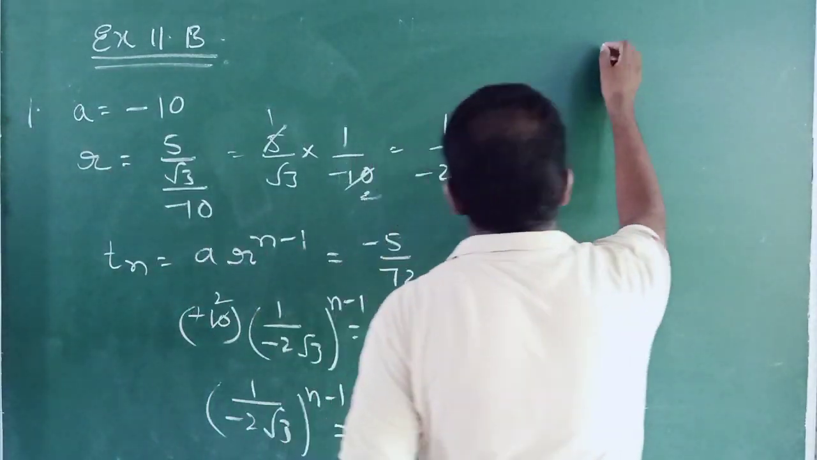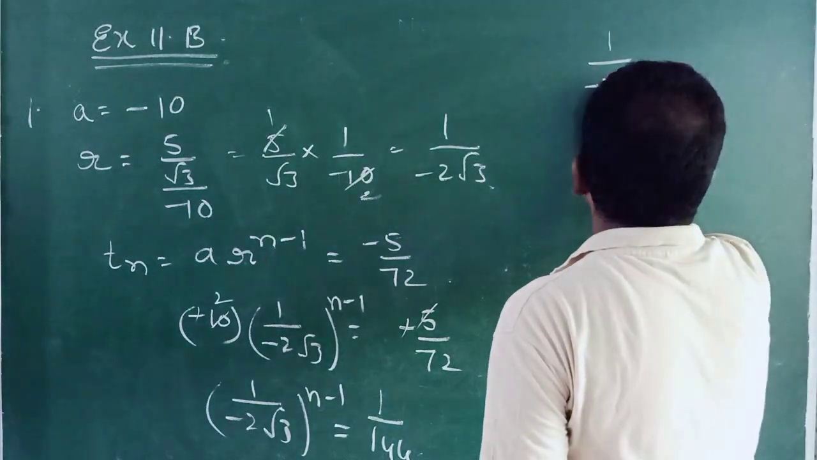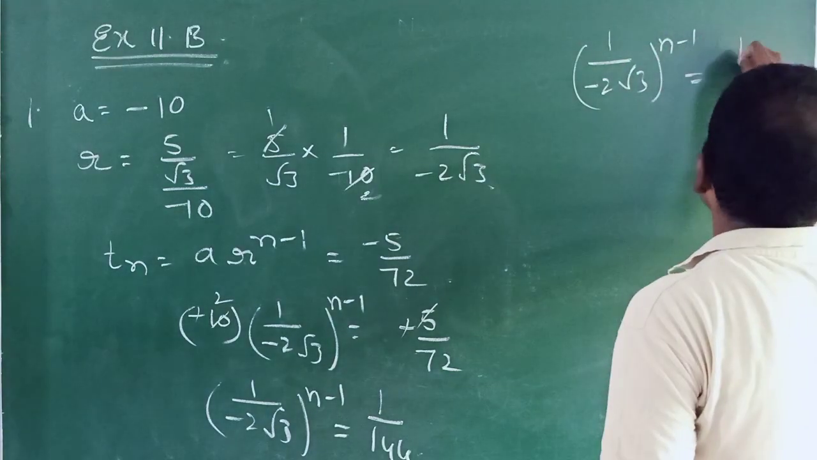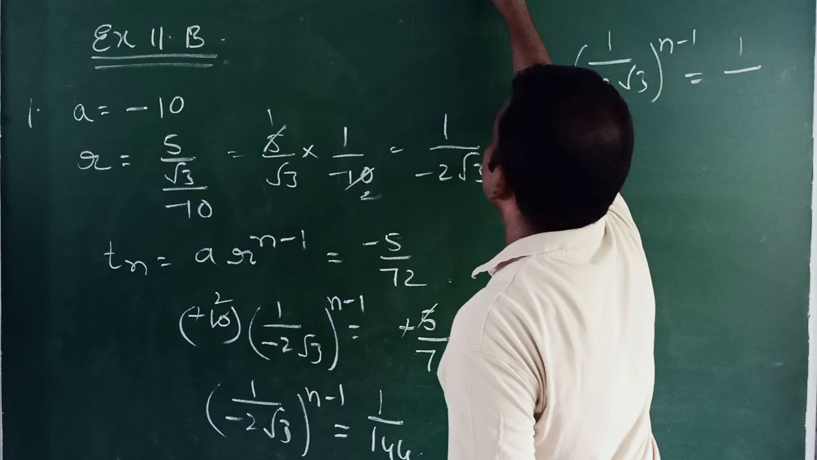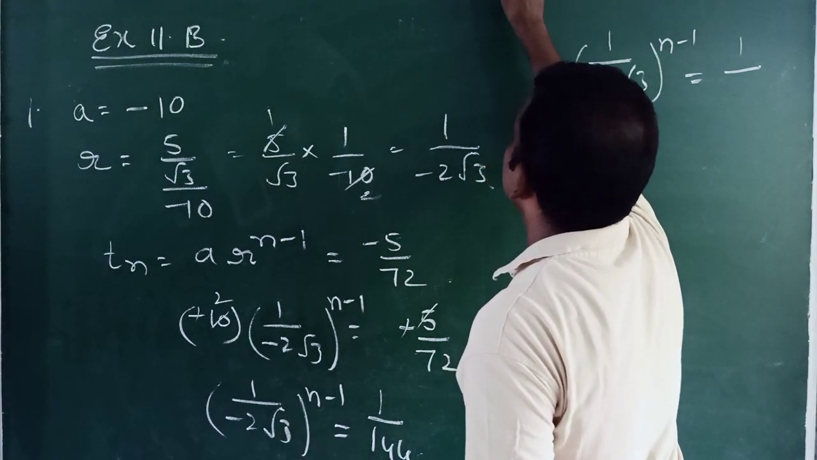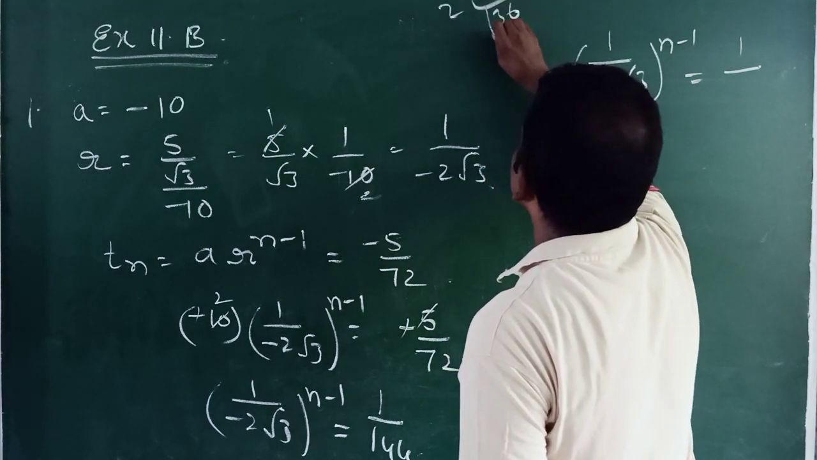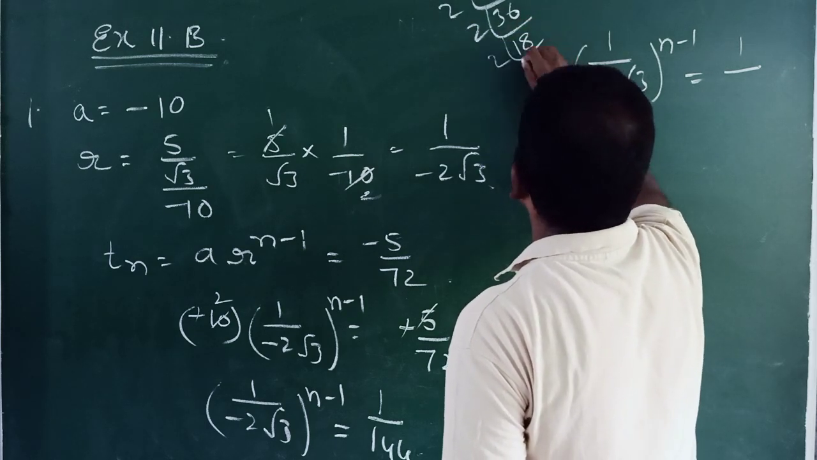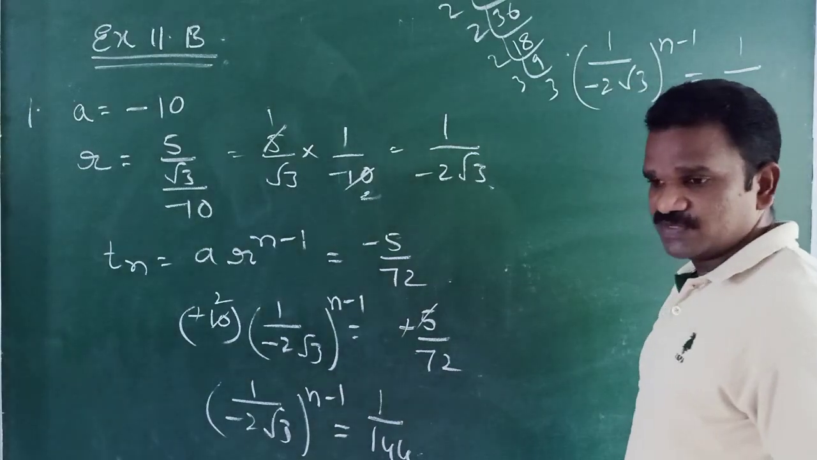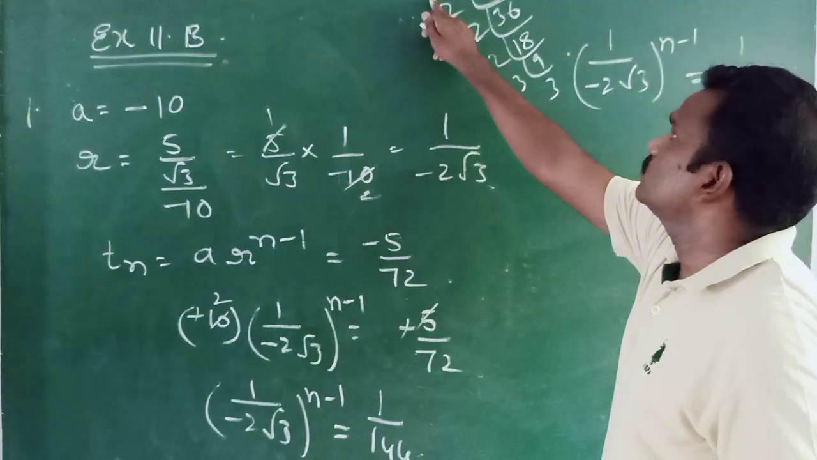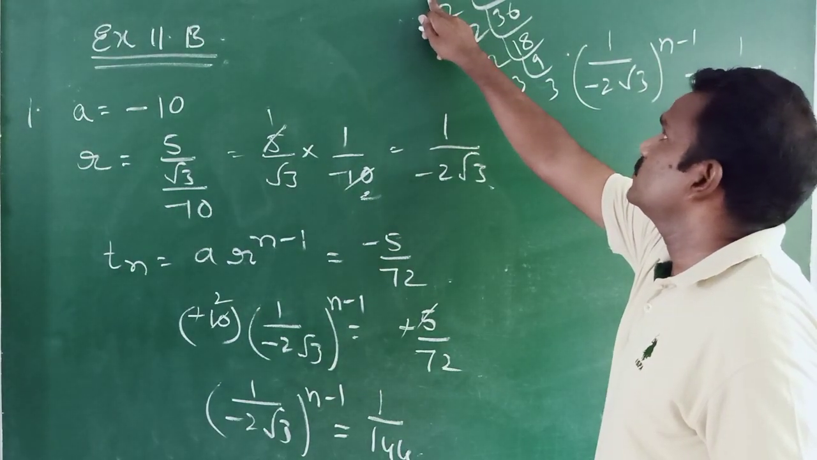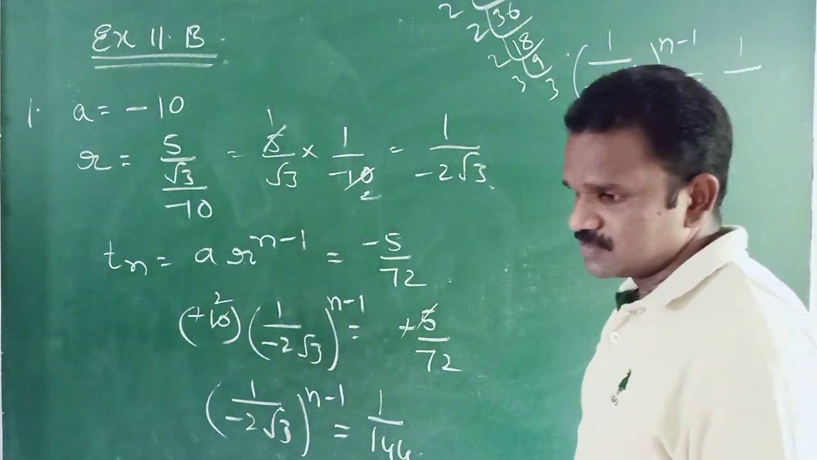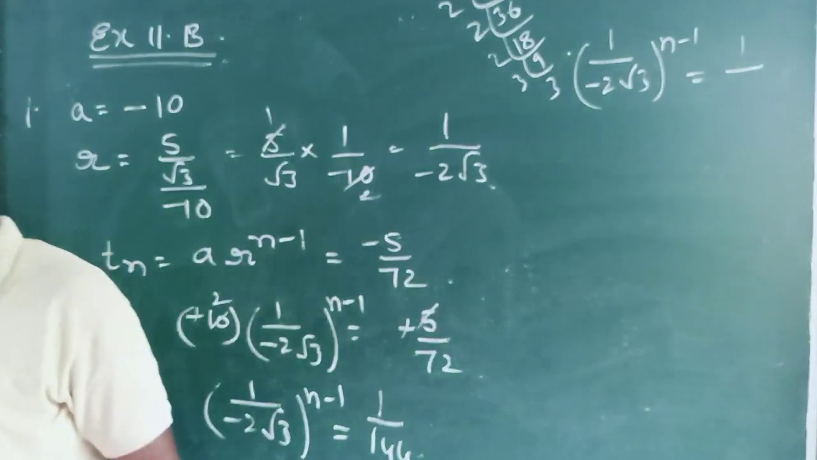So if you continue, (1/(-2√3)) to the power of n minus 1 is equal to 1/144. How can we write 144? 2 72s, 2 36s, 2 18s, 2 9s, 3 3s. Like this we can write. If you divide 144 by 2, 72, 2 36, 2 18, 2 9, 3 3 times. Okay, like that we have done.